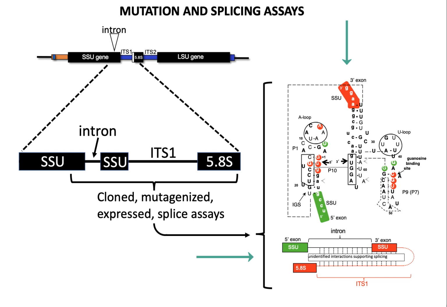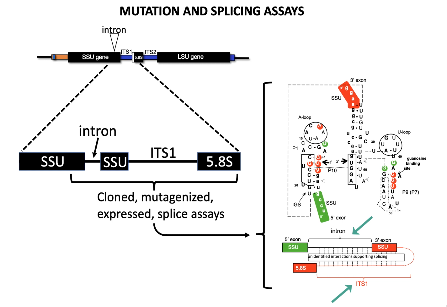So on the right hand side, any part that is listed in red, if that was mutagenized or changed, that means that abolished any sort of splicing. If it's green, that means that if that part was missing or mutagenized, it had no effect on splicing. So you can see in this case the intron plus part of the ITS region, which is in red there, was necessary for splicing, although we don't know how it helps splicing in this case.